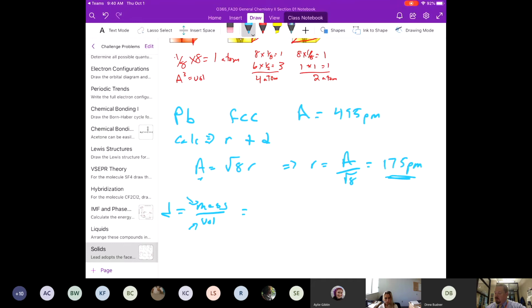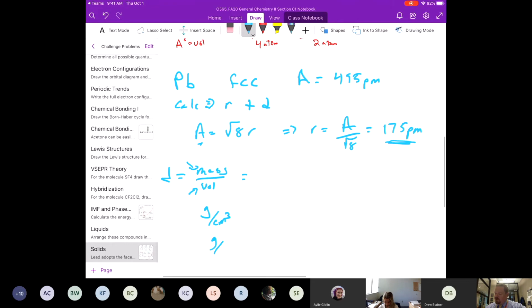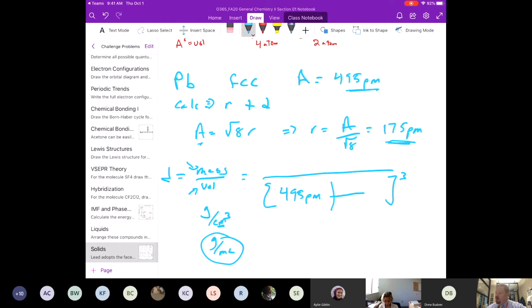So when we solve for density, typically we use grams per centimeter cubed, which is equivalent to grams per milliliter. So we typically talk about density in grams per milliliter, but that's the same as grams per centimeter cubed. So we have to convert our length of our side into centimeters, right? So to find the volume of the cube, we take the length of that side and cube it, correct? And the length of our side is 495 picometers, but we need that in centimeters. So then we have to convert between picometers and centimeters.